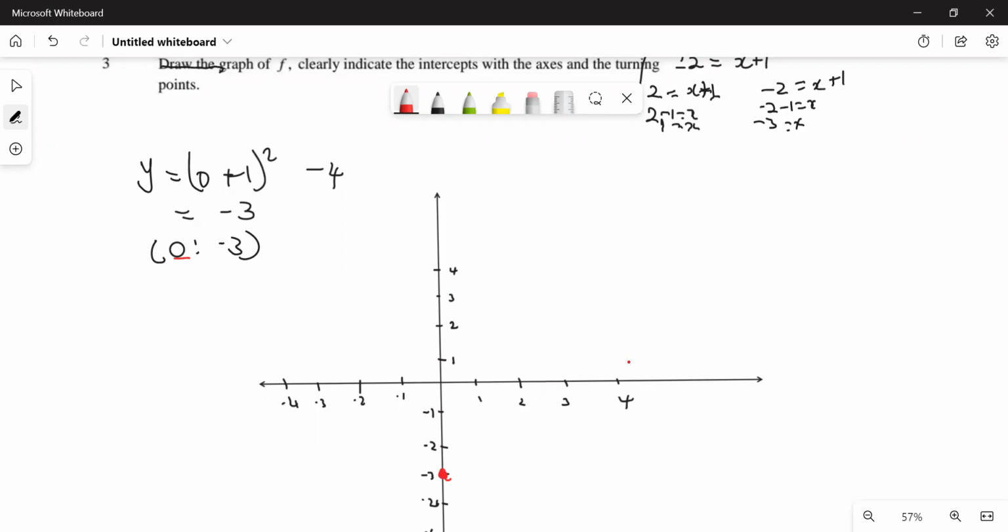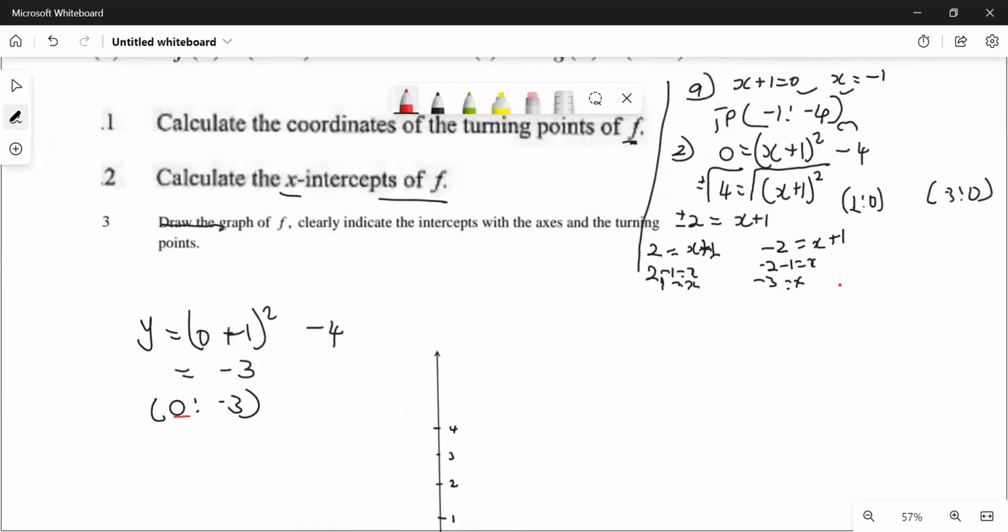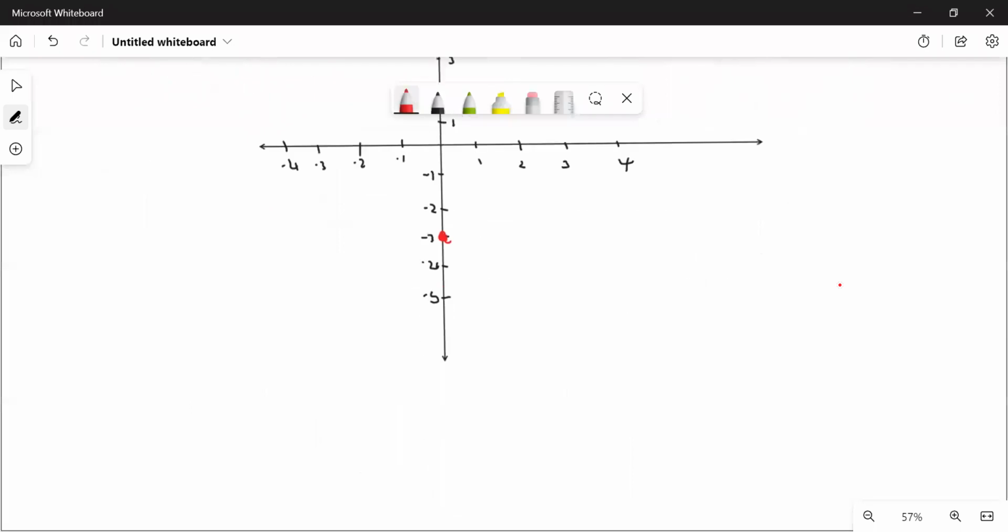I will still go there again. Now, what else do we have? We have the one that intersects with the axis. So the one that intersects with the axis, I have 1 and 0 again. I have minus 3 and 0. So 1 and 0, it's here. So this is going to be our 1 and 0. And then I have minus 3 and 0. So I'm done with that one again.